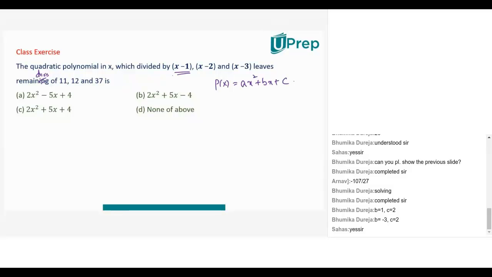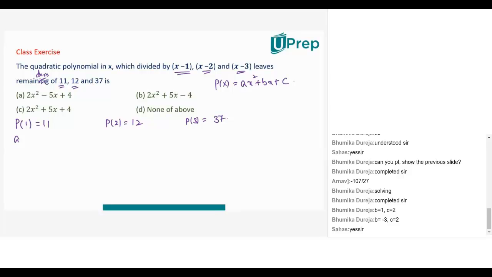But he has given us certain conditions. When I divided with x minus 1, the remainder is 11. That means p of 1 should be equal to 11. When I divided with x minus 2, the remainder is 12, so p of 2 is 12. When divided by x minus 3, the remainder p of 3 is 37. These three equations should help us to get the values of a, b, and c. Let us see how they help us.